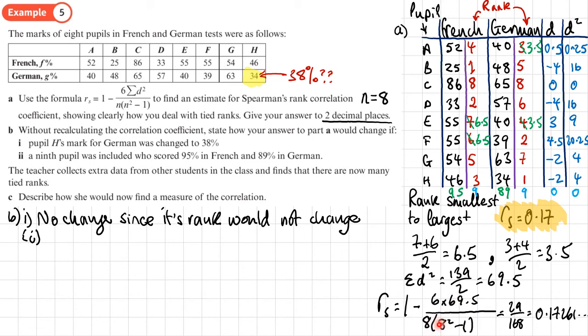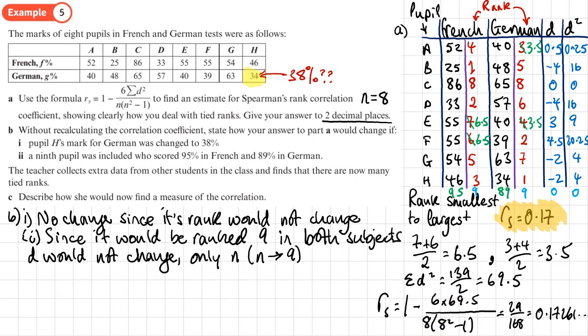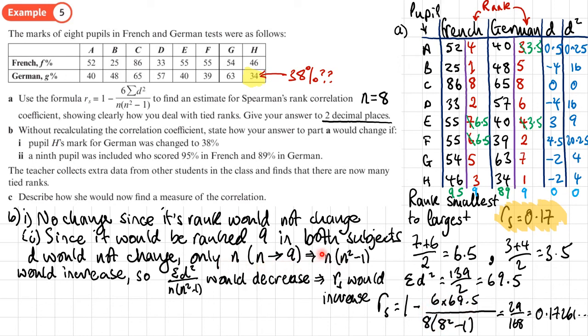But this part would change because N is now 9. So I've just written that down. Since it would be ranked 9 in both subjects, D would not change, only N would change, so that would go to 9. So what would happen is this top part of the fraction would remain unchanged. This part of the fraction would get bigger, which means this fraction would get smaller. So we can finish off by saying that at this part, the N times N squared minus 1 would increase down here, which would mean this whole fraction would decrease, meaning RS would increase. Spearman's rank would increase because we're taking away a smaller fraction because that denominator is getting larger.